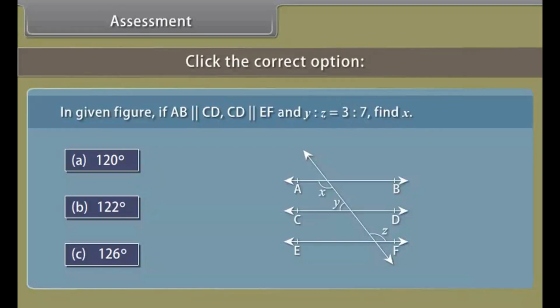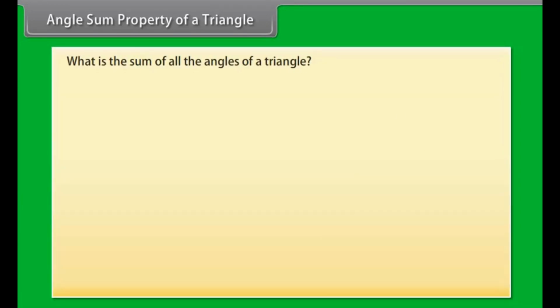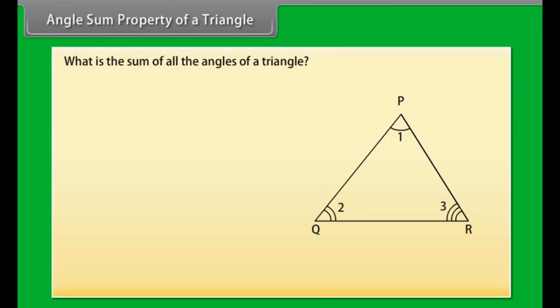Assessment. Let us go through an interactivity now. Click the correct option. Angle sum property of a triangle. Can you tell what is the sum of all the angles of a triangle? Yes, you are right. The sum of all the angles of a triangle is 180 degree. Let us prove this statement using the axioms and theorems related to parallel lines. Property: the sum of the angles of a triangle is 180 degree.